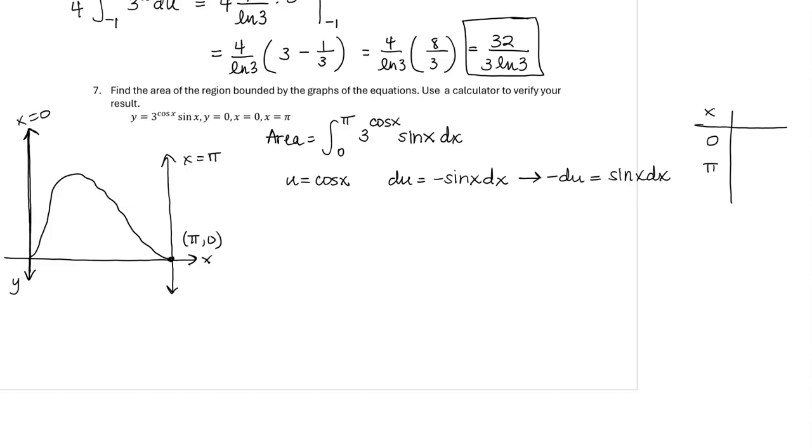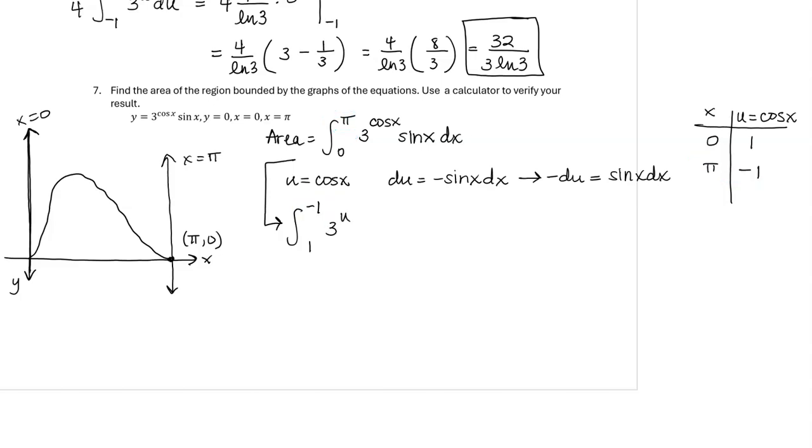I'm also going to take some time to change my limits, because I start off with limits of 0 and pi, but we have that u is equal to cosine x. So when x is equal to 0, u is equal to 1, because cosine of 0 is 1. And when x is equal to pi, u is equal to -1, since cosine of pi is -1. So now I can rewrite my integral as the integral from 1 to -1. Make sure that your lower limit, which was originally 0 and turned into 1, is still the lower limit. And the upper limit, which was originally pi and turned into -1, is still the upper limit.